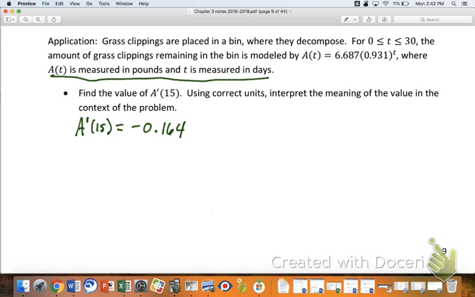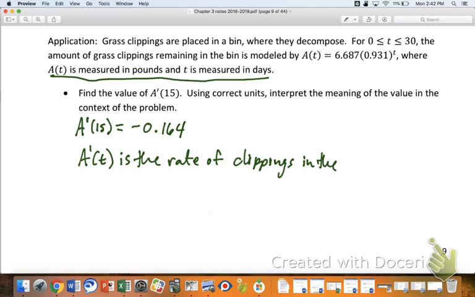Okay, so I'm wondering if anybody wants to be bold and brave and maybe throw out a proposal. Like, here's what I think the interpretation would be. Anna, go ahead. I would have written that A of T, or A prime of T, is the rate of pounds of clippings in the bin over time, measured in days, and that at T equals 15, A prime of 15 is equal to negative 0.164. Yep. So at T equals 15, the clippings are decreasing at a rate of negative 0.164 pounds per day.